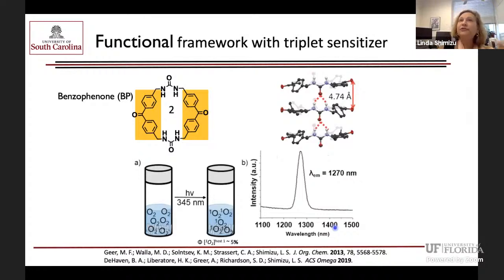We don't have to do just photodimerizations. We can do reactions between different molecules. One that we're very interested in is using singlet oxygen as a reactant. So singlet oxygen is the simplest oxidizing agent, and it's generated using a sensitizer, a triplet sensitizer in solution, because ground state oxygen is triplet.